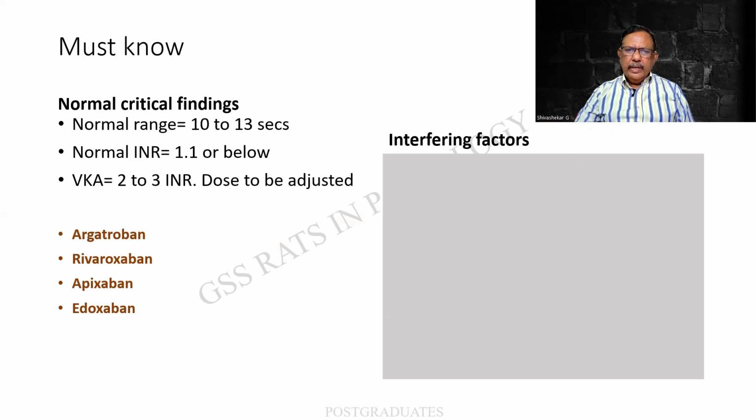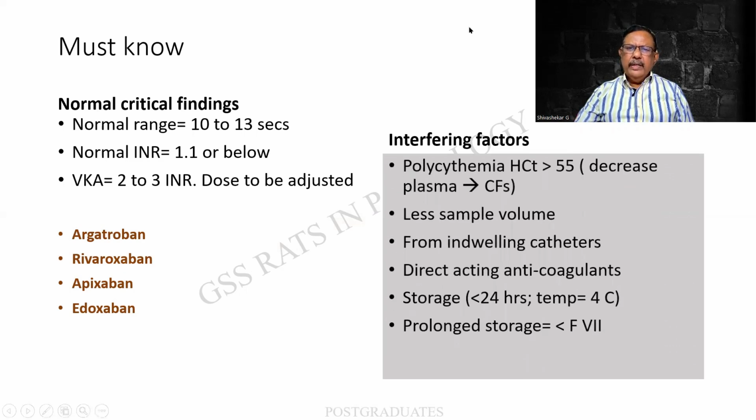What is the prothrombin time? There can be certain interfering factors. One is polycythemia. The hematocrit is more than 55 because it can reduce the plasma volume, and because of the plasma, there can be a reduction in the clotting factors. Less sample volume. We are not supposed to use it in minimal volume because again there will be a hemoconcentration. Indwelling catheters should not be the source.